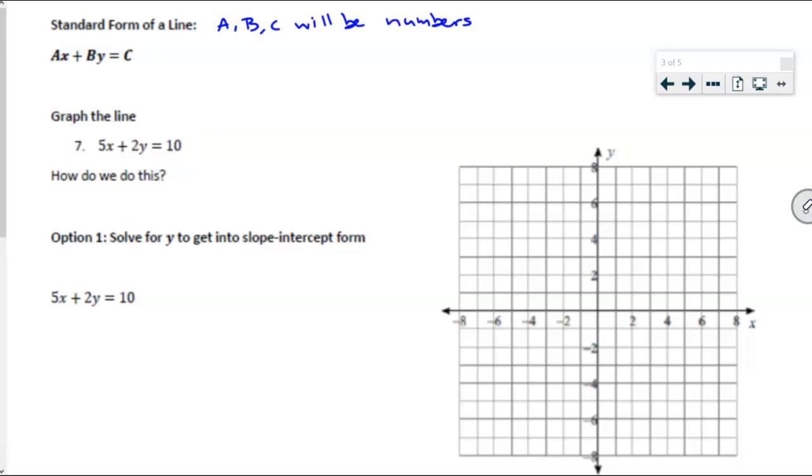Turn and tell your neighbors what are some things that you notice about standard form of a line as it compares to slope-intercept form of a line. Turn and talk to your neighbors.